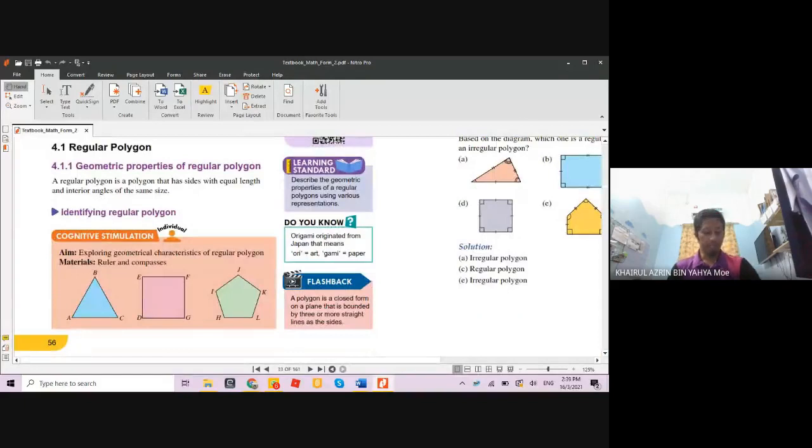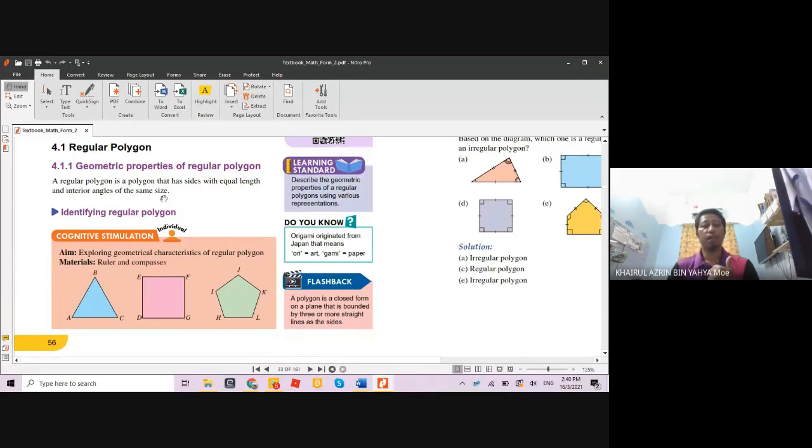Regular polygon. Today we go to regular polygon only. So 4.1.1 geometric properties of a regular polygon. And learning standard. Today we learn about describe the geometric properties of regular polygons using various representations. Okay, so a regular polygon is a polygon that has sides with equal length and interior angles of the same size. Okay, there are two characteristics.